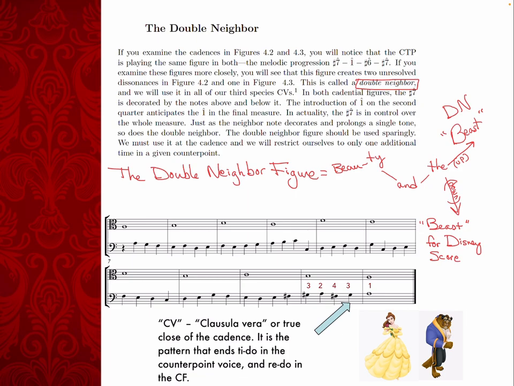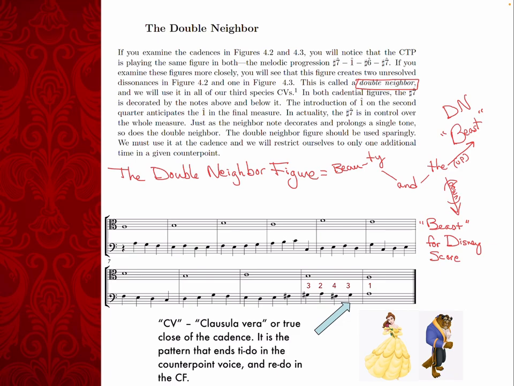So the double neighbor sounds suspiciously like the ending of Beauty and the Beast. That's how the song ends, right? Now look at the penultimate bar of this piece. You'll see that in the bottom, it doesn't go down to Beast. It goes up to Beast. So you have Beauty, skip a third, and then go up to Beast, and that's your double neighbor.